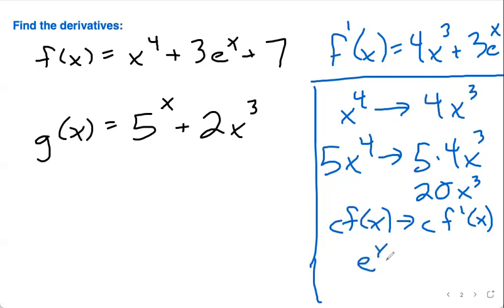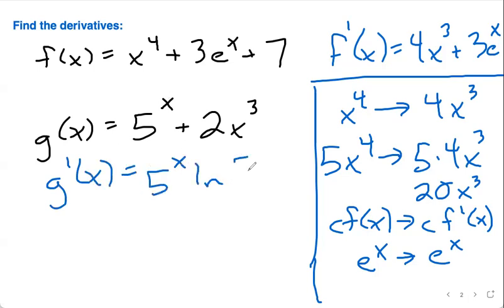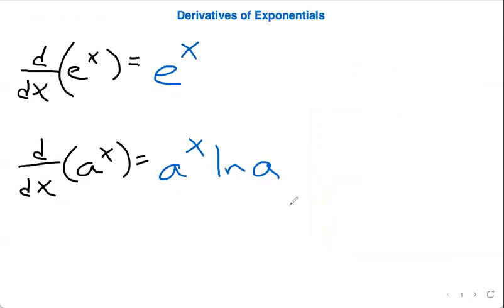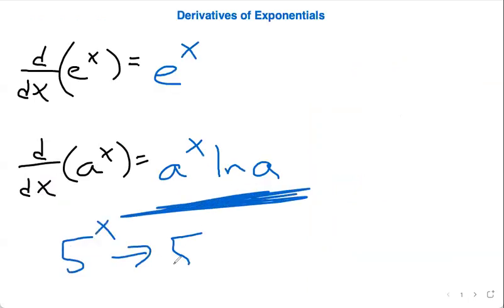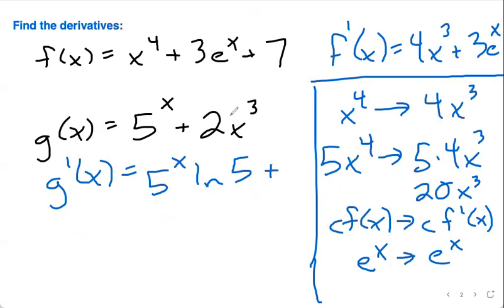Meaning, if the derivative of e to the x is e to the x, then the derivative of 3 times e to the x is 3 times its derivative, e to the x. Moving on, g of x, the derivative, 5 to the x would be 5 to the x times the natural log of 5. I'm just using this rule right here. Again, 5 to the x, the derivative would be 5 to the x times the natural log of 5, plus 6x to the 2.